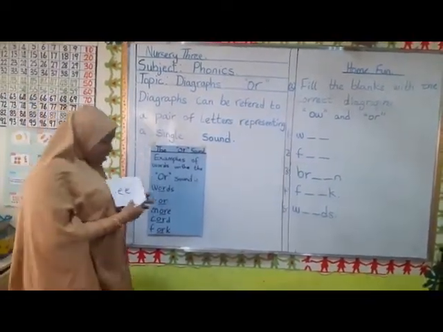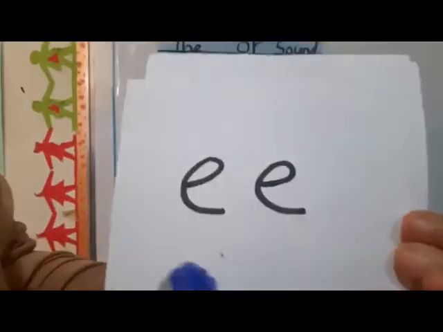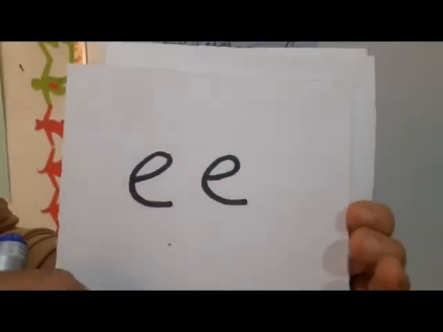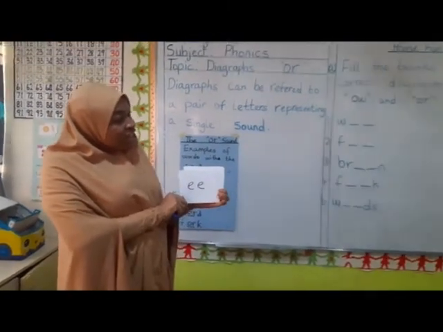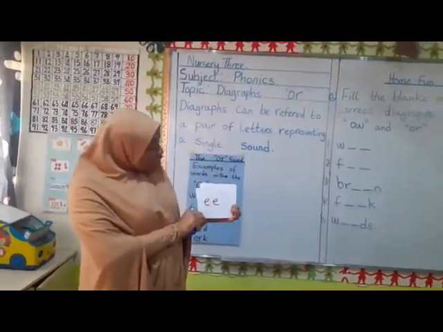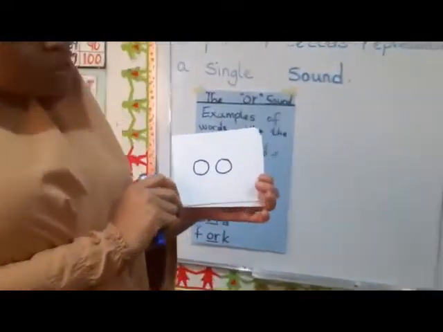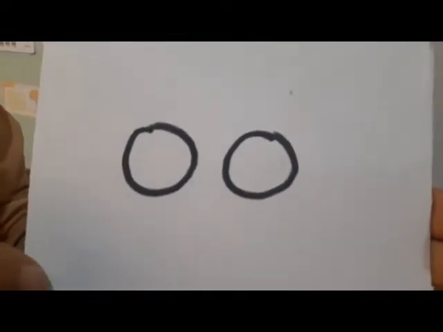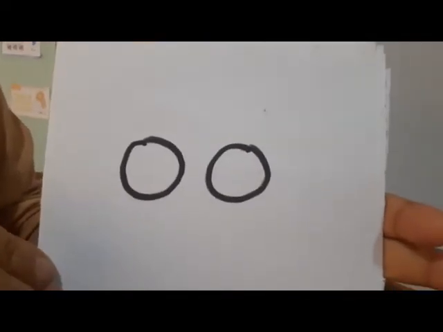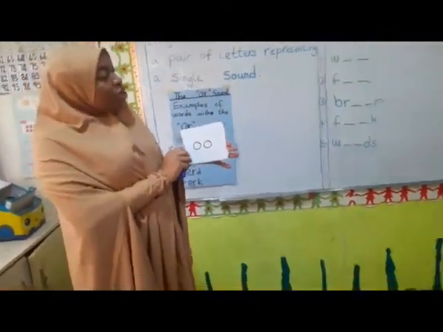For example, like I said, we've treated the E and E. This is a good example of a digraph. E and E sounds E, as in the word see, bee, and so on. Let's move on to the next digraph, which is O and O. Letter O and O coming together to have just one sound. Remember, that's the meaning of a digraph. So O and O coming together has just one sound, which is oo.